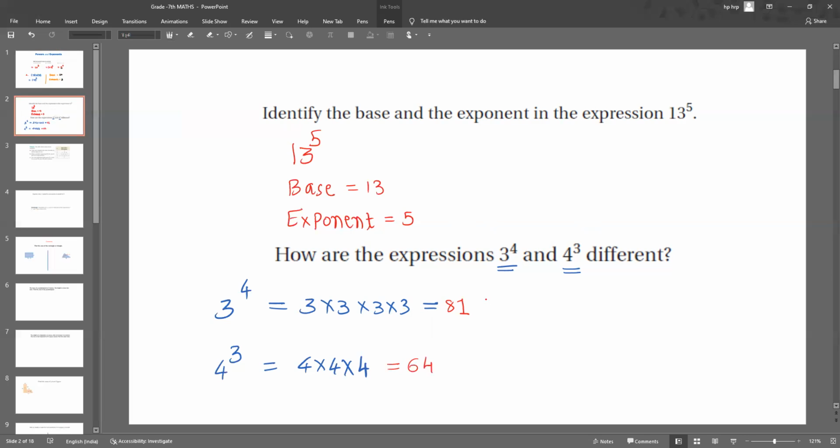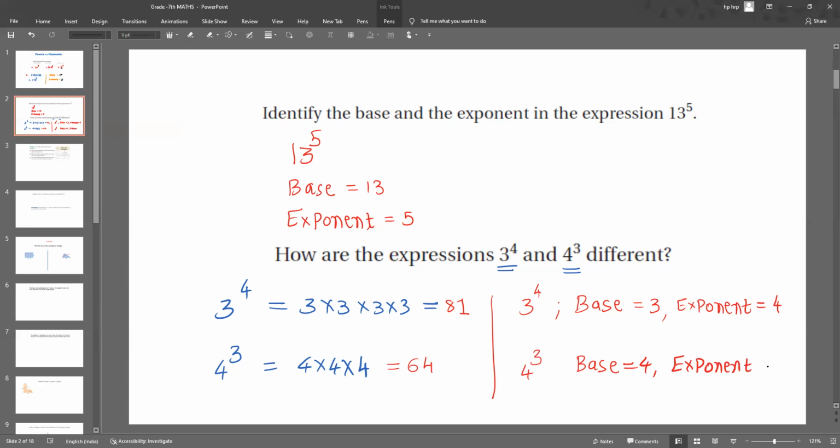And here 4 fours are 16, 16 fours are 64. Another way we can also give the answer of this question: in 3 raised to 4, if I say what is the base, you can see that here the base is 3 and the exponent is 4. And another we have 4 raised to 3, so here the base is different. In 4 cube we have a base equal to 4 and exponent is 3, so that is the difference in this question. Either you can write the first answer or the second, both are correct.